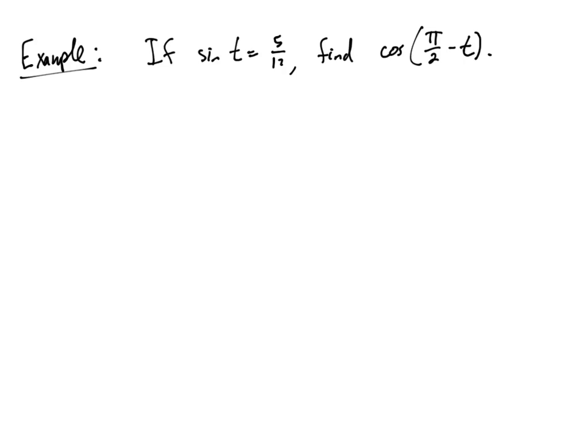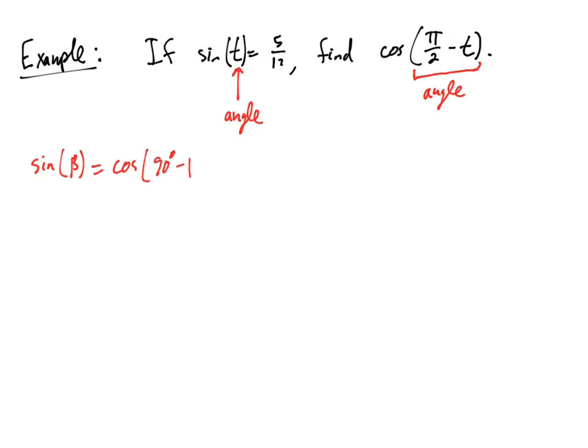So first it says, if sine of t is equal to 5/12, find cosine of pi over 2 minus t. Well, remember, the input value in a trig function, in this case the t, is an angle. So we're saying sine of angle t is equal to 5/12. And then what we want to find out is, what is the cosine of this angle equal to? Well, we just saw that sine of any angle, we were calling it beta, is equal to cosine of 90 degrees minus beta. Another way we can write 90 degrees is pi over 2.